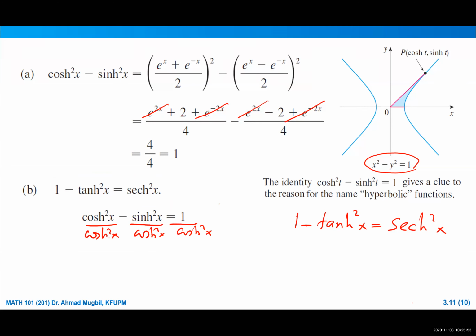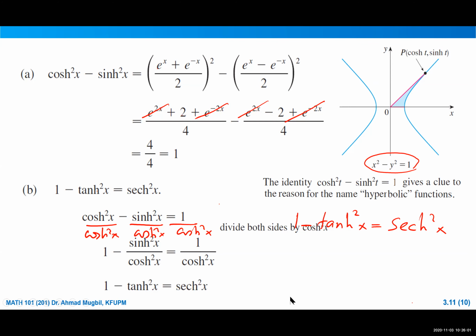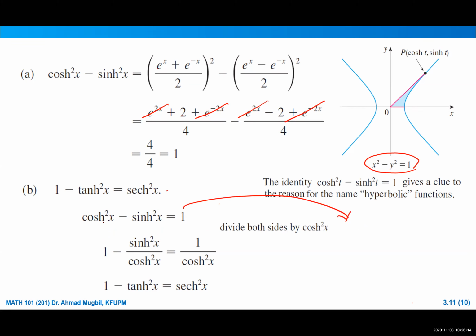Look, this will be 1, and this will be tanh, and this will be secant. That's it. You can do the same if you want to prove it for cotanh. For cotanh, what will you do? You will divide by what?